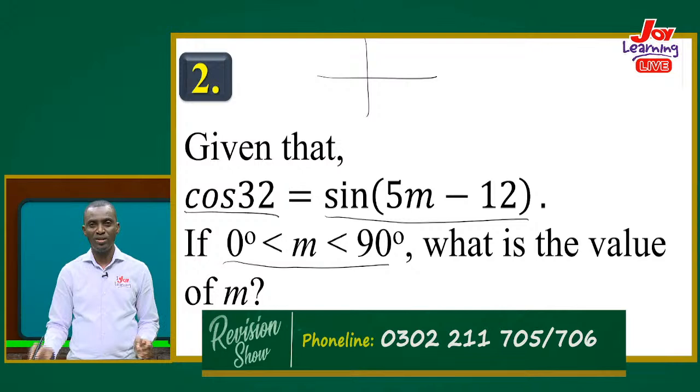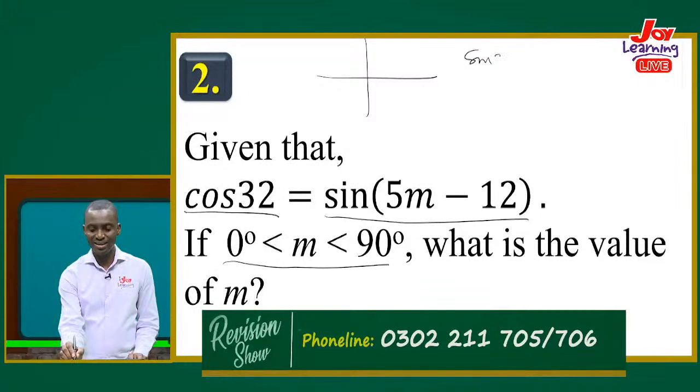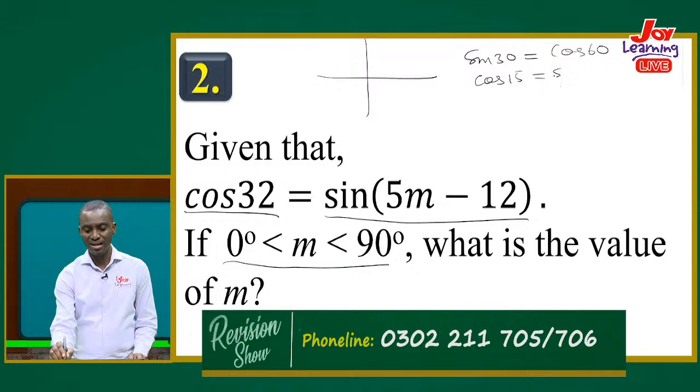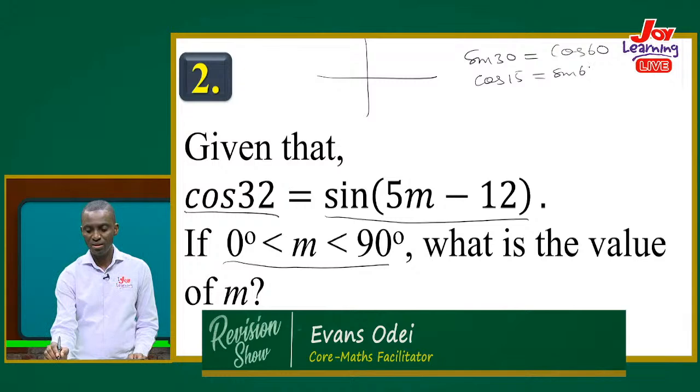All right. So let's keep solving the question. So cos 32 is equal to sine (5m minus 12). We learned that sine 30 should be the same as cos 60, or cos, maybe, 15 should be the same as sine, let's say 60, no, rather 75. 75 plus 15 will give us 90.